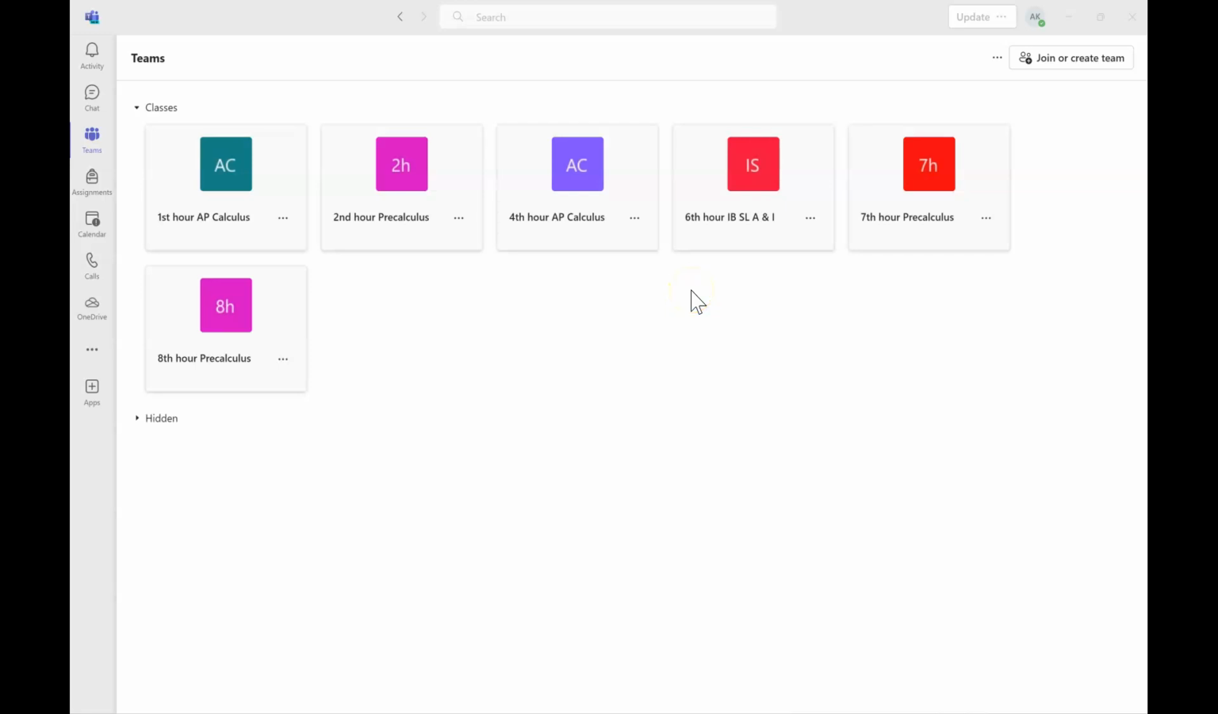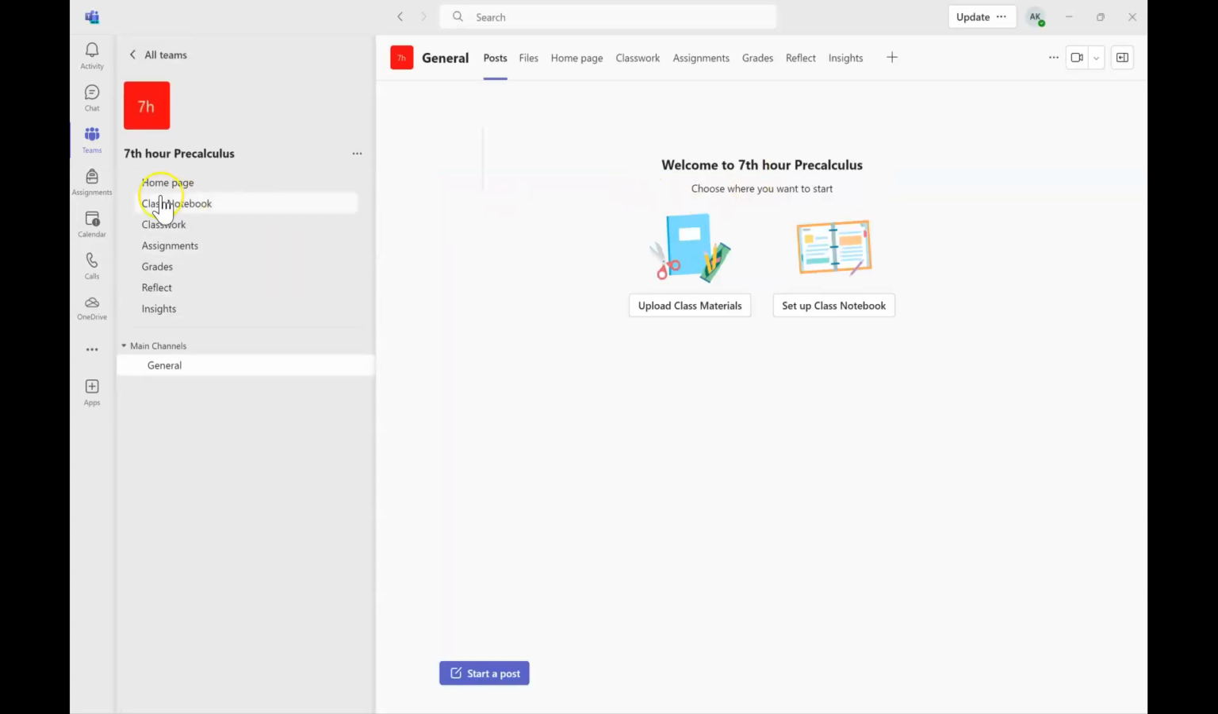So tablets out, Microsoft Teams open. You should see a 7th hour pre-calculus tile in your Microsoft Teams. I loaded everybody in yesterday. Is anybody missing that tile? Great. Go ahead and click that bad boy.